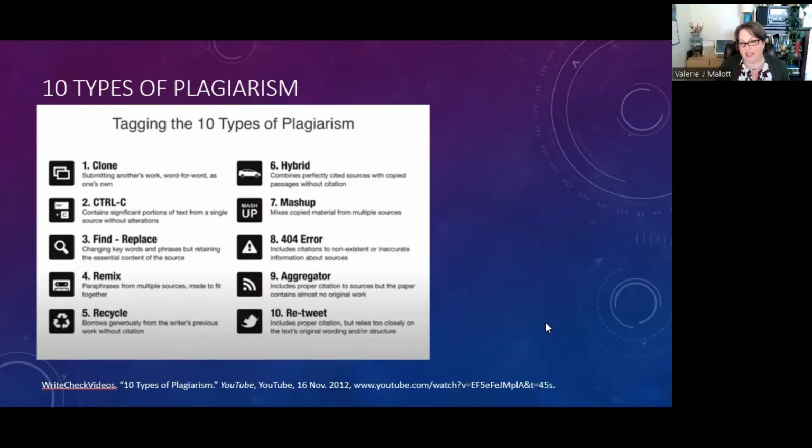The ninth one here is aggregator, which includes proper citation to sources, but the paper contains almost no original work. Again, the whole point of writing is to express your original ideas, and then you pull in sources so that you can show that you're not the only person who thinks this way. That's why you use support and evidence.